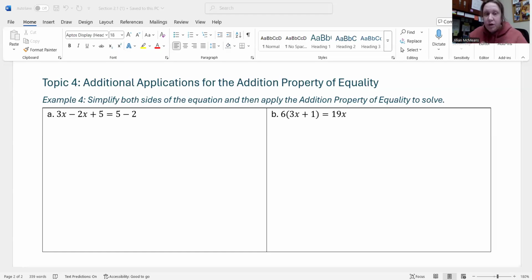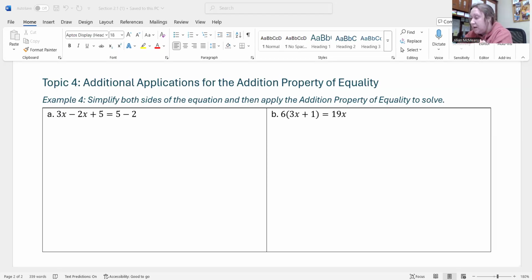Okay, so topic 4 is titled Additional Applications for the Addition Property of Equality. The first thing I want to look at is taking equations that are not just a single step, but that have to be simplified first before we can then apply the addition property of equality. And in case you forgot, the addition property of equality is the property that allows us to add or subtract things from both sides of the equation.